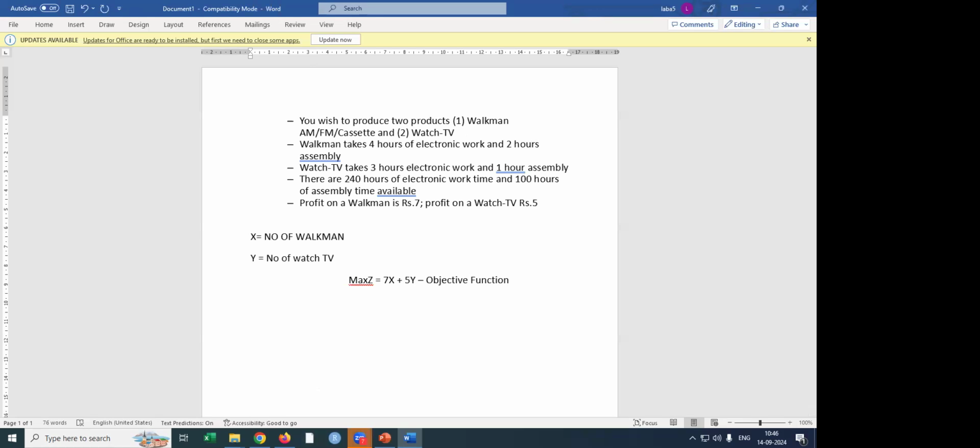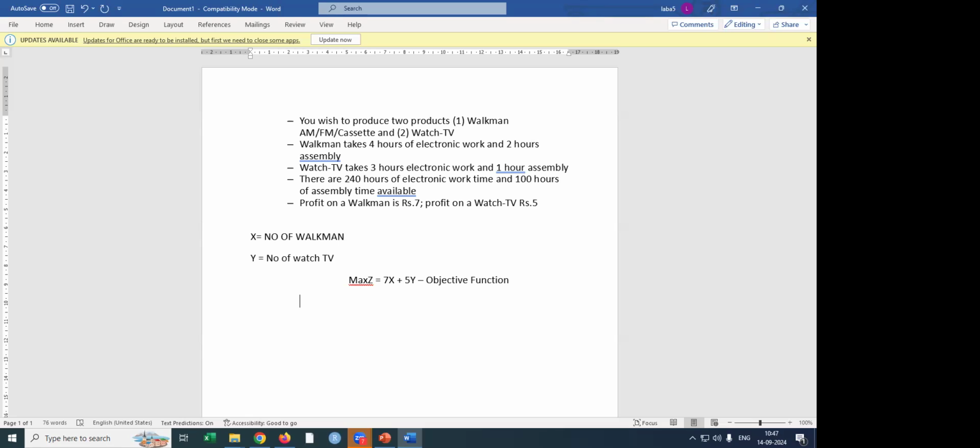How the modeling is happening. This is the one example I am giving you. There are so many things. In regression, it will be there. Logistic regression, it will be there. Decision tree, it will be there. Random forest, it will be there. So 7x plus 5y. Now what are the constraints, meaning the limitations.